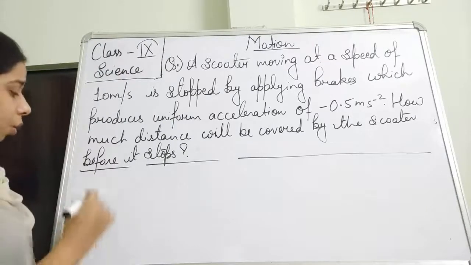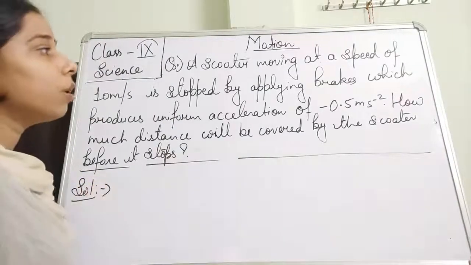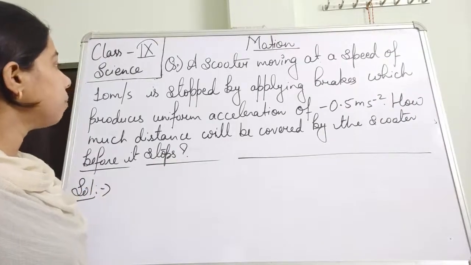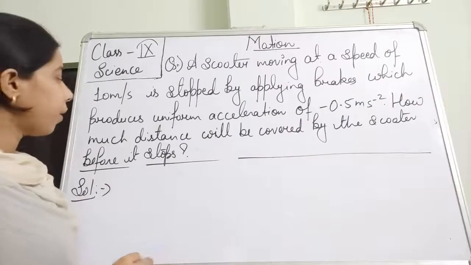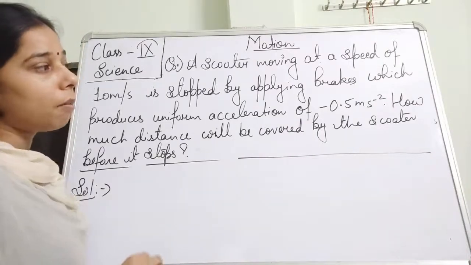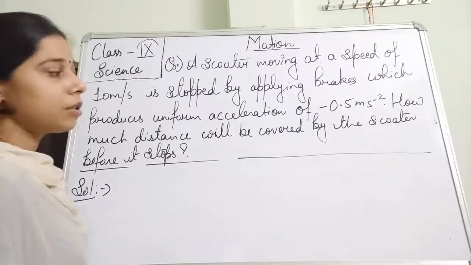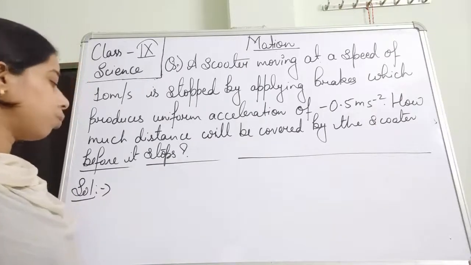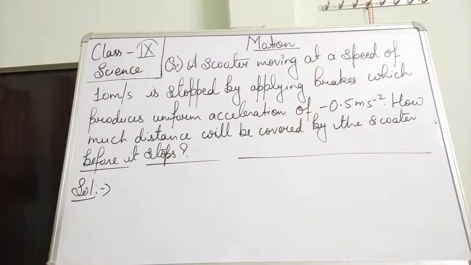So now look at the question, students. The question is, a scooter moving at a speed of 10 meters per second is stopped by applying brakes which produces a uniform acceleration of minus 0.5 meter per second square. How much distance will be covered by the scooter before it stops? So what are the things which are given here?